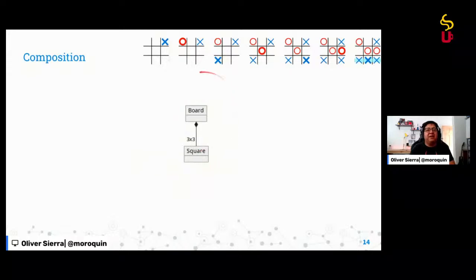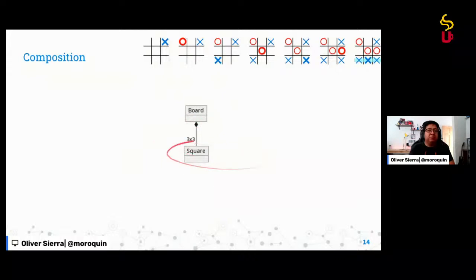So we are defining the concept of the board right now. Composition usually refers to something that makes up or is part of another concept, and if you don't have the squares, the life cycle of the board will end also. It's a strong relationship. It's a very strong relationship.